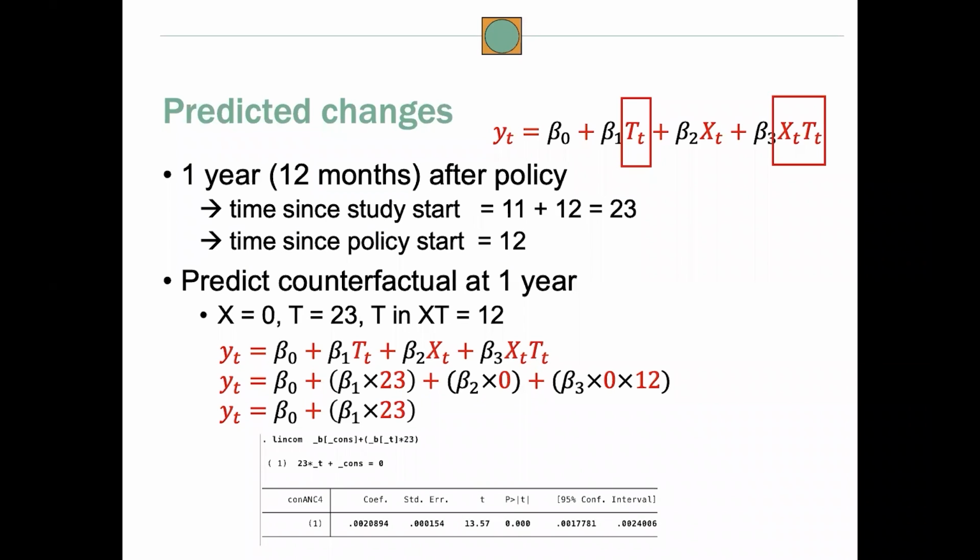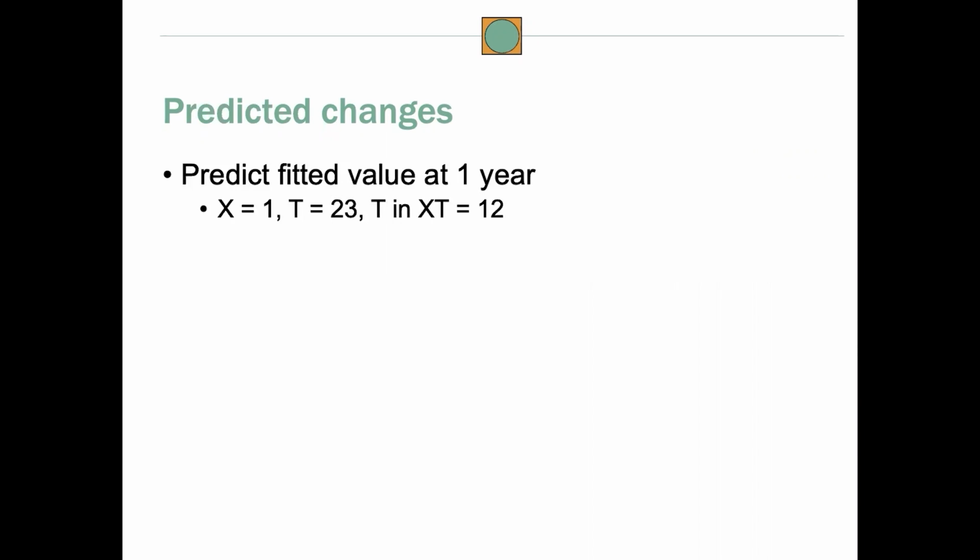And so when we run it in Stata, our counterfactual is 0.0020894.